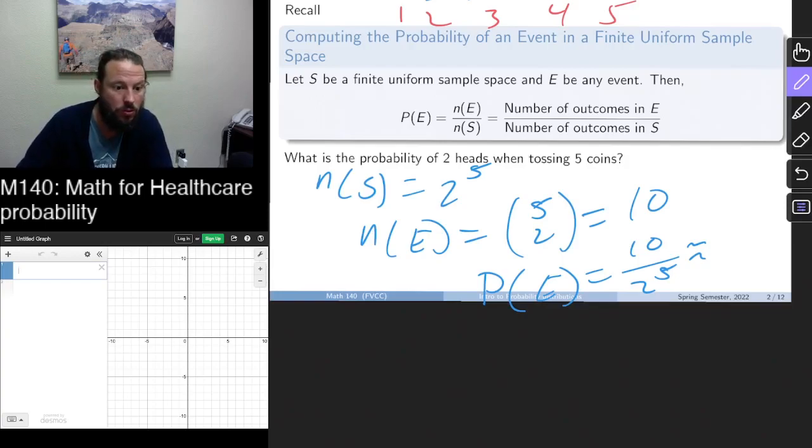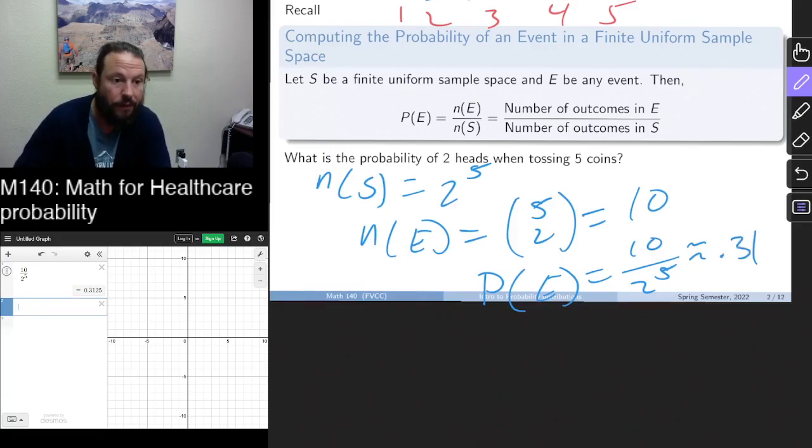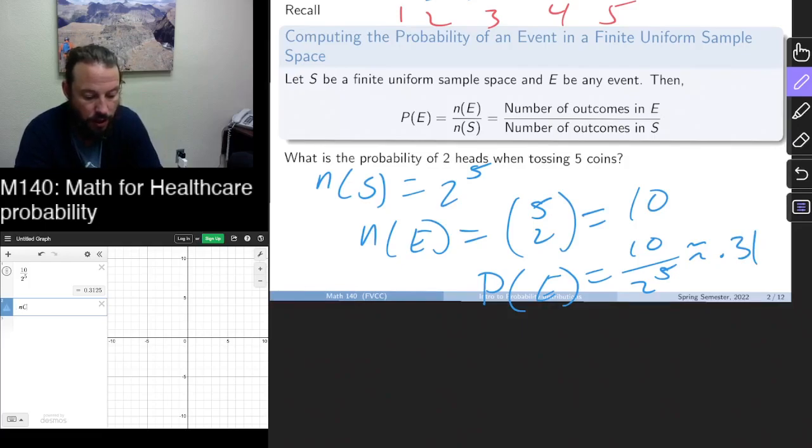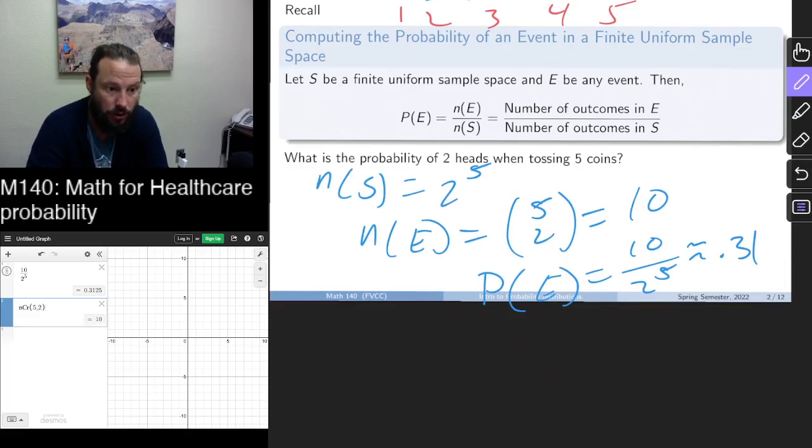We'll use Desmos as our calculator. We have 10 divided by 2 to the 5th, and that's approximately 0.31. Just as a reminder, if you want to put in the choose function there, it's n capital C lowercase r, then parentheses 5 comma 2. That's our 5 choose 2, and you see there that's 10.